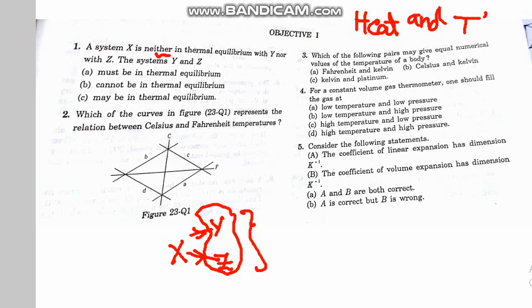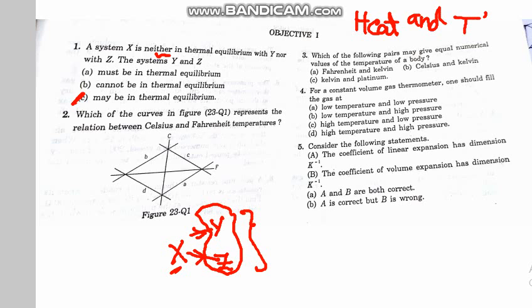So that may be in thermal equilibrium. Why? Because we didn't know about these two. That means X is not in equilibrium with either, so Y and Z may be in equilibrium, or they may not be in equilibrium. So "maybe in thermal equilibrium" is the good one among these three options.